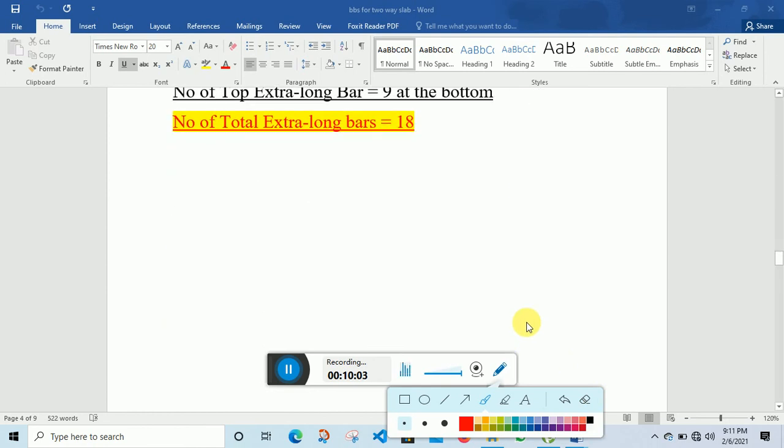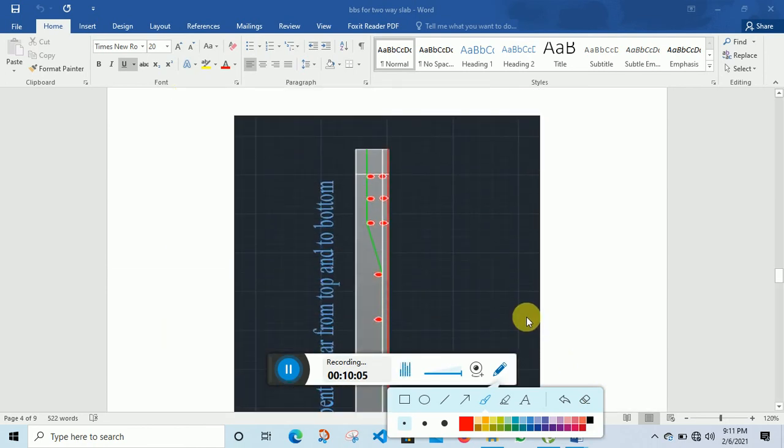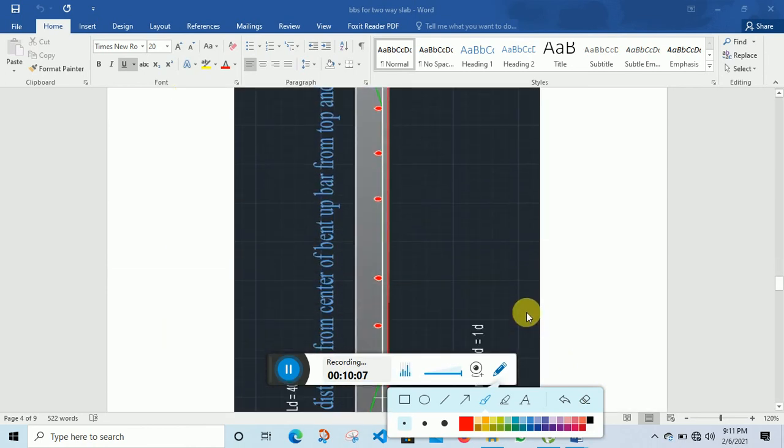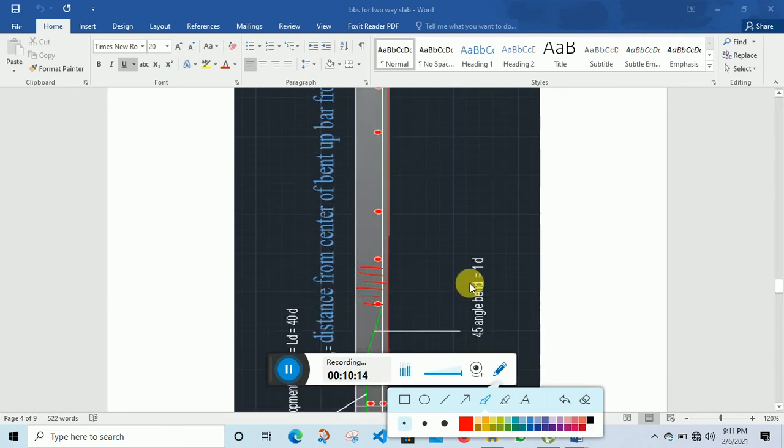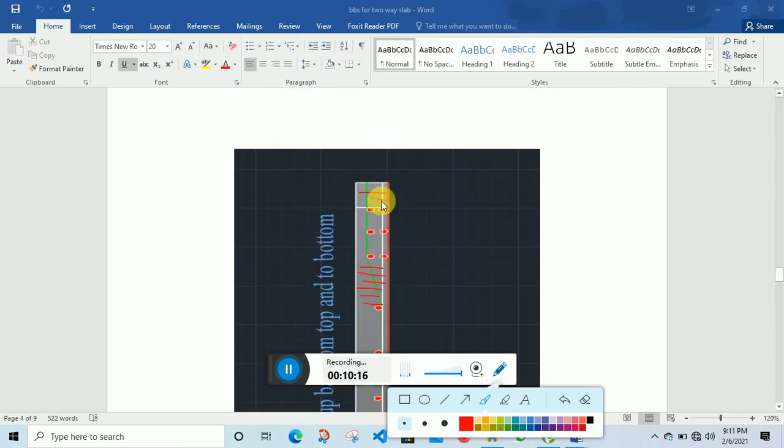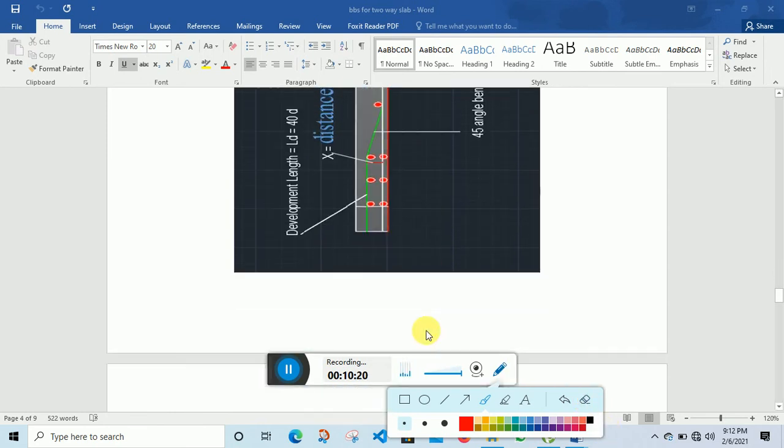Okay. Now look here. This is the cross section of the top extra bar. So we will put the number of bars here, 9 here, and also 9 here. Okay, 9 here.